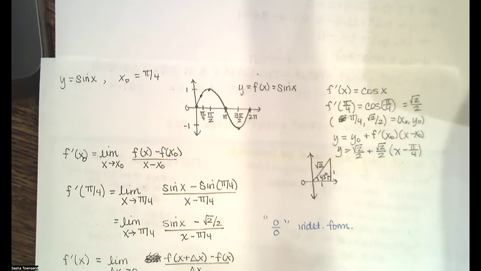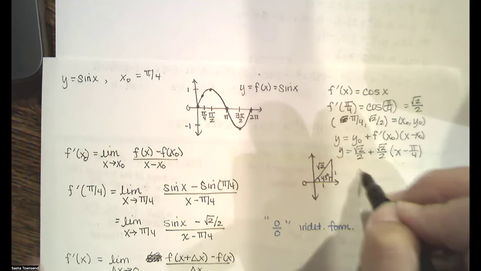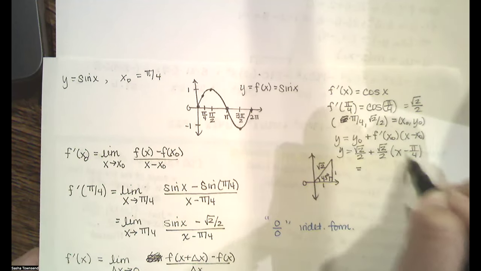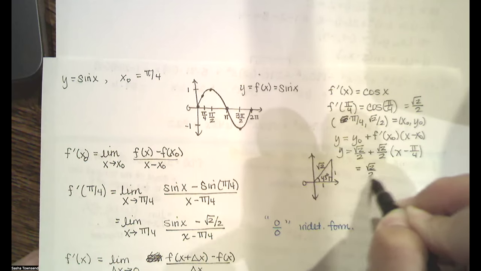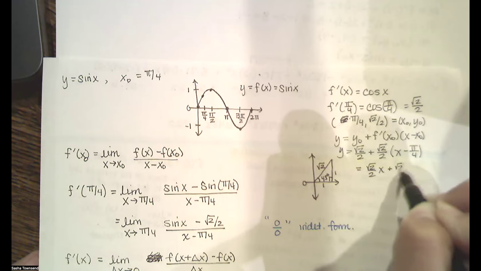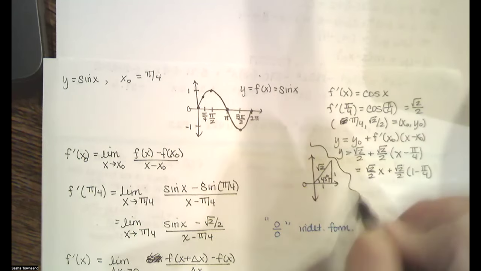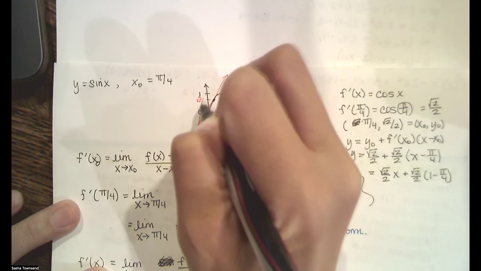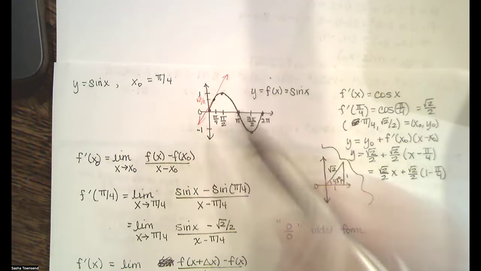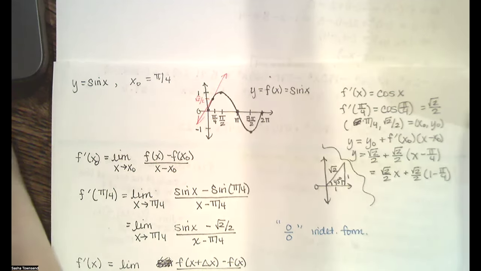We could simplify if we wanted to, but it's not going to look that much simpler. I guess you've got this times negative pi over 4, and then that expression times the 1. So I guess you could write square root of 2 over 2 times x plus square root of 2 over 2 times 1 minus pi over 4. But it doesn't really look that much simpler, not to me. But if I graph the tangent line here, hopefully that tangent line is actually sort of hugging the curve at that point, and we can visualize that graphically on Desmos.com.